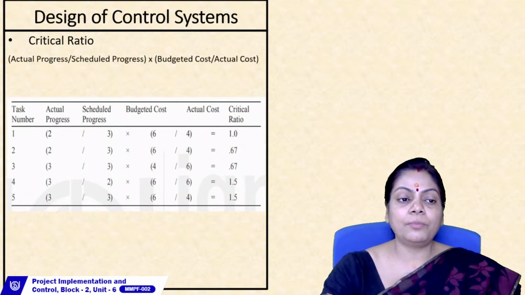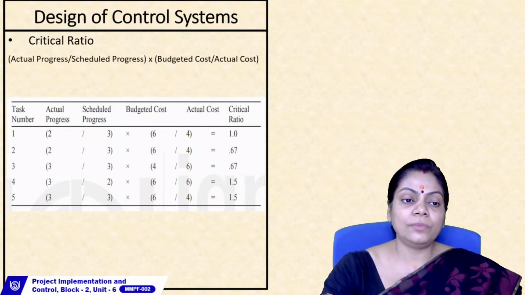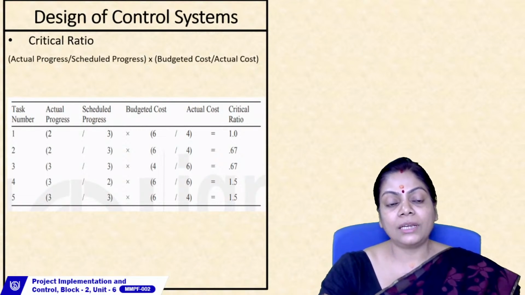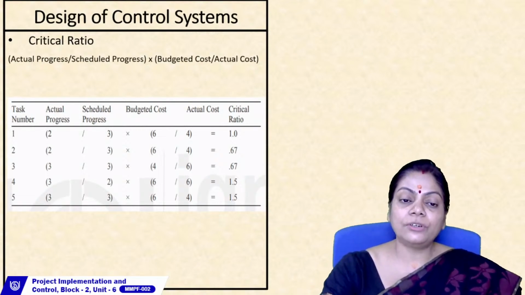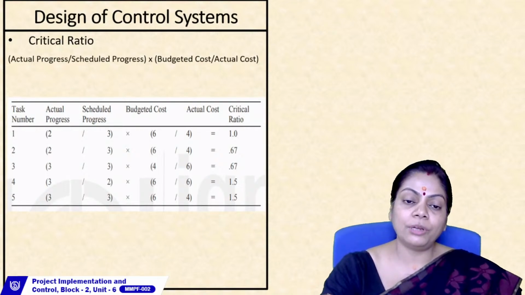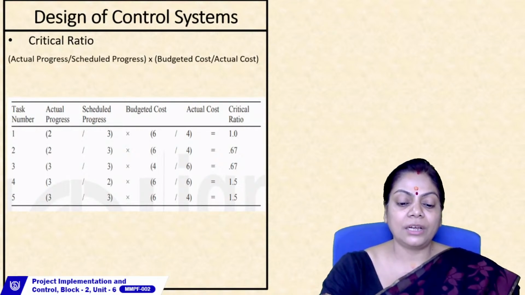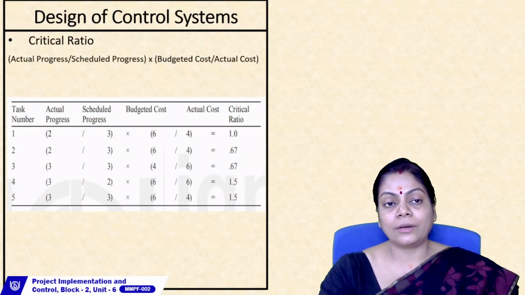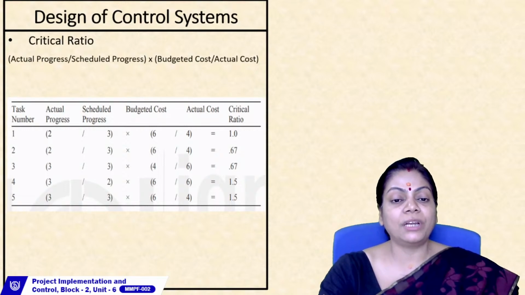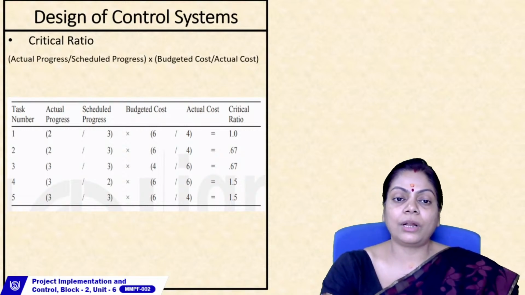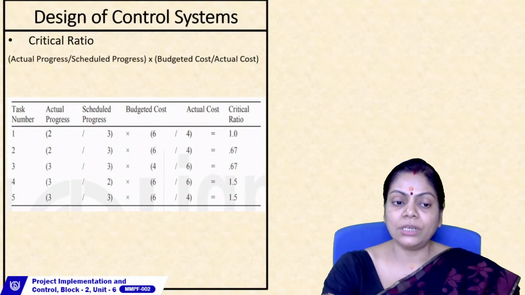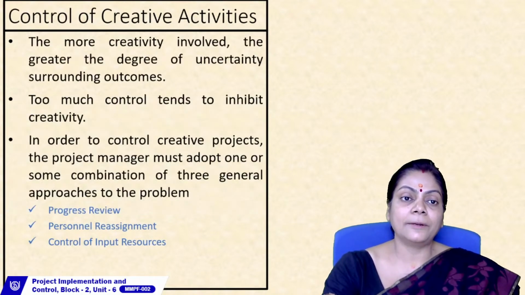Now see, this table reports the actual progress in a column and scheduled progress in a column. If you divide the actual progress by the scheduled progress, we get a number. Then there is a budgeted cost and the actual cost. The budgeted cost divided by the actual cost gives us a number. If you multiply them, then you get the critical ratios. Your experience of dealing with projects will tell you whether a critical ratio of one is good enough, or less than one is good, or more than one is good. These critical ratios will tell you that.